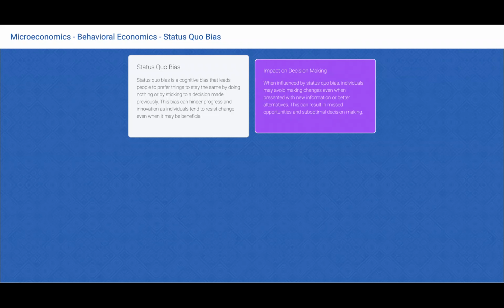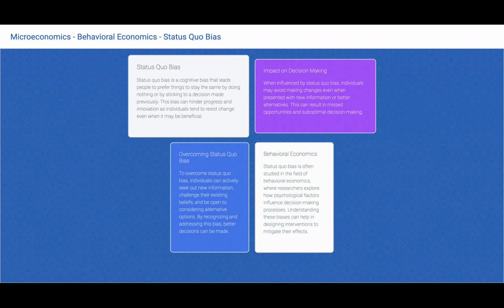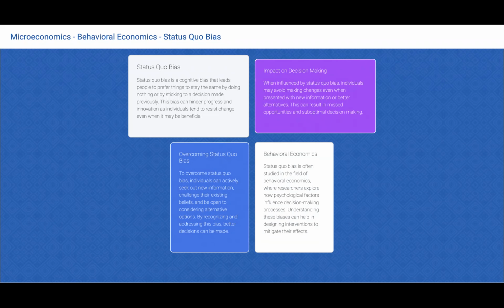Status quo bias can be observed in various aspects of life, from personal choices to organizational decision-making. It is important to be aware of this bias and actively work towards making objective and informed decisions. Let's go to the next slide.